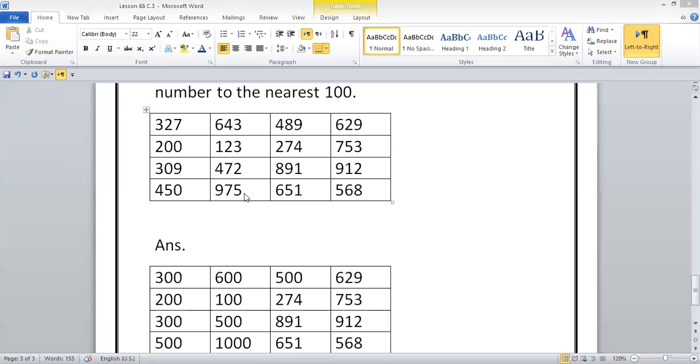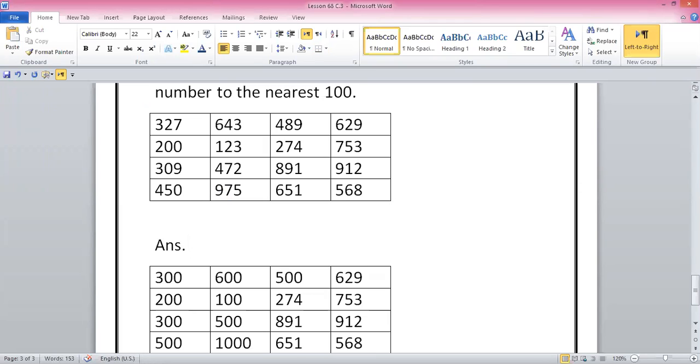Listen, guys, someone was asking how 975 is 1000. So I'm repeating again. To round off to the nearest 100, you need to check the hundreds place. You need to underline the hundreds place, that is 9. Now, whether you have to add or not, you need to check exactly the number next to the hundreds number, that is 7. If that number is 5 or greater than 5, then you add 1 on the hundreds place. So this is 7, which is greater than 5. That means you will add 1 on the hundreds place number, so that will become 10.